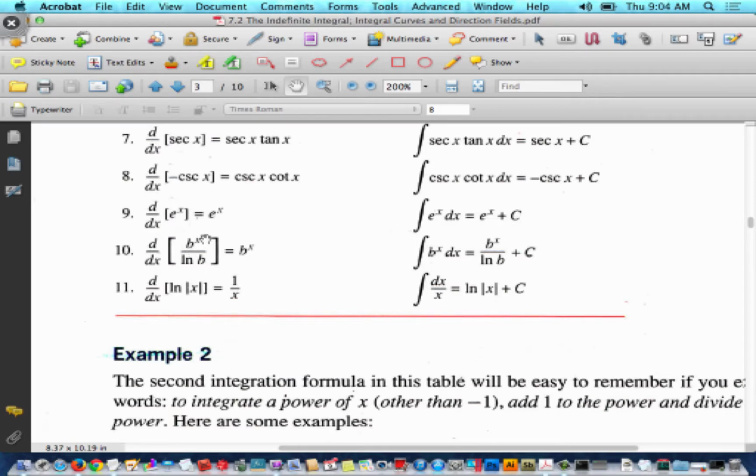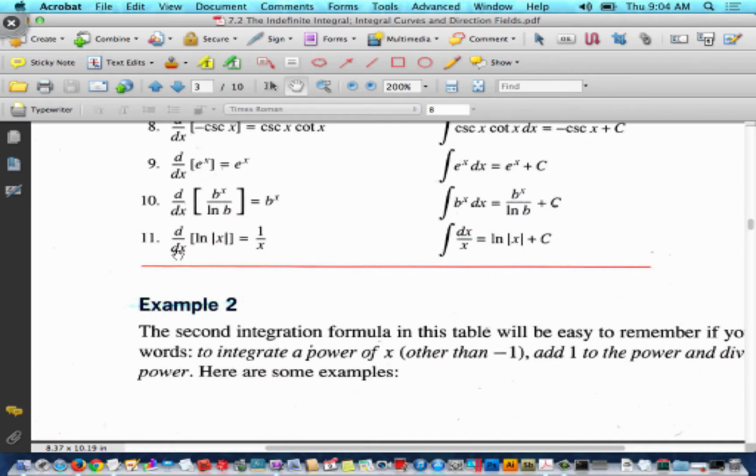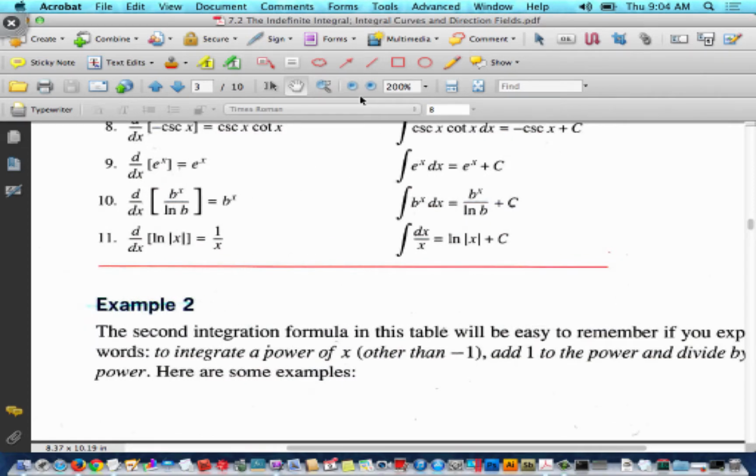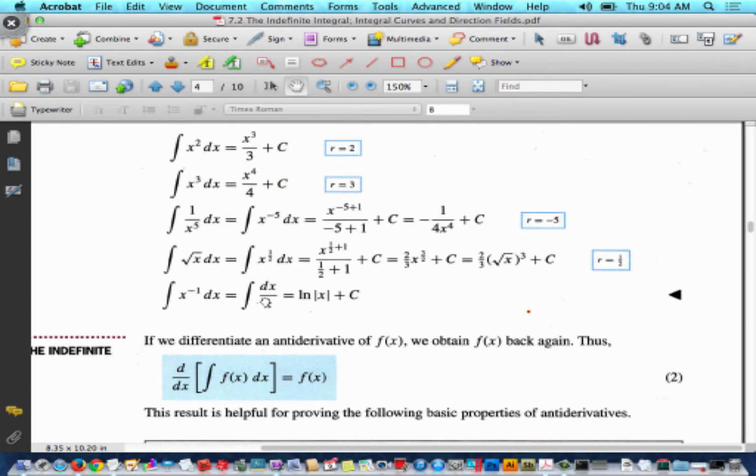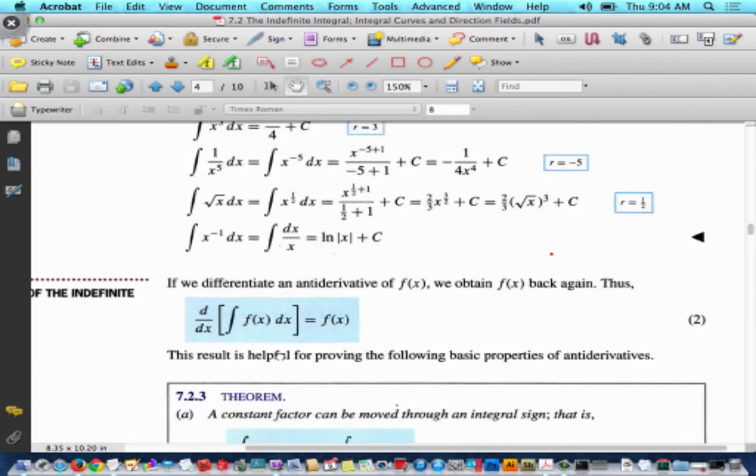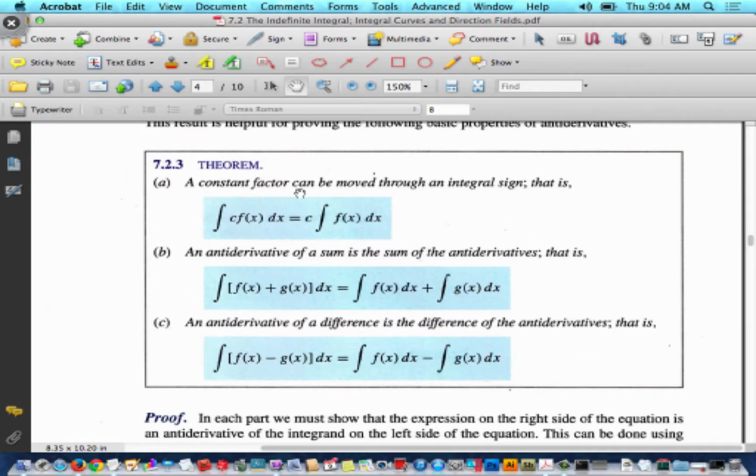Differentiate b to the x over ln b, and you get b to the x. So anti-differentiate b to the x, and you get b to the x over ln b plus c. Differentiate natural logarithm of the absolute value of x, and you get 1 over x. Anti-differentiate 1 over x, and you get ln of the absolute value of x plus c. Okay. So we've seen those before. We know what those are.